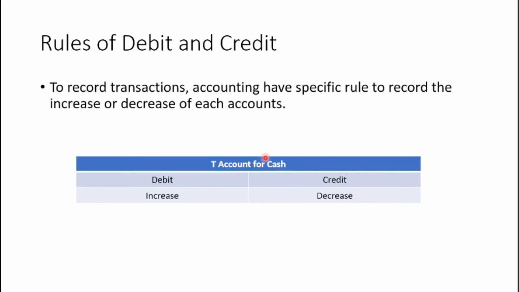These are rules, so you can't just ignore it because it will be wrong if you record increase in cash and credit. That's just wrong, and you broke the rules of debit and credit. And it's also wrong in accounting term, in accounting manner.